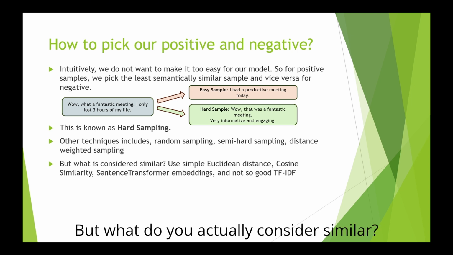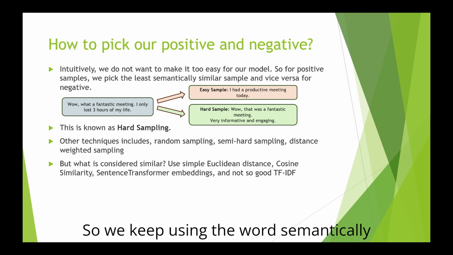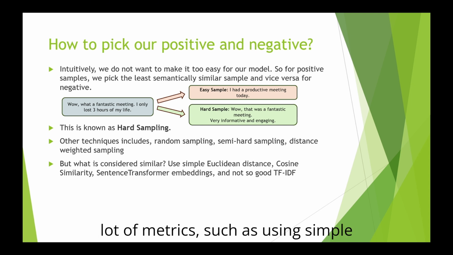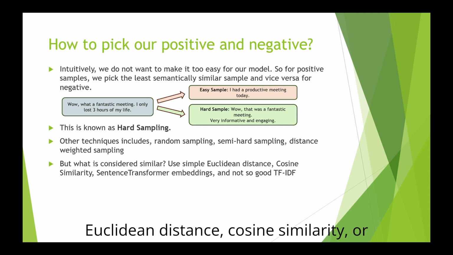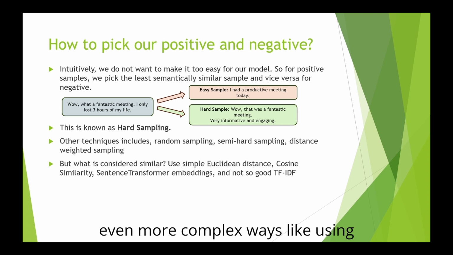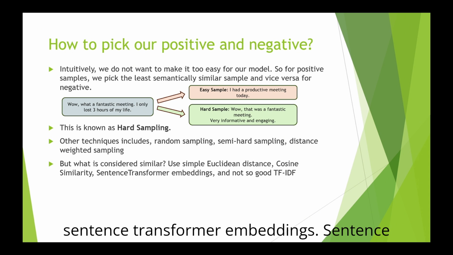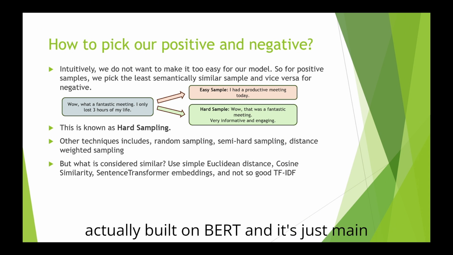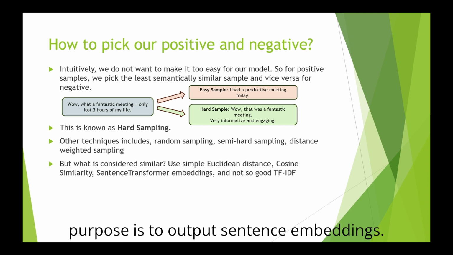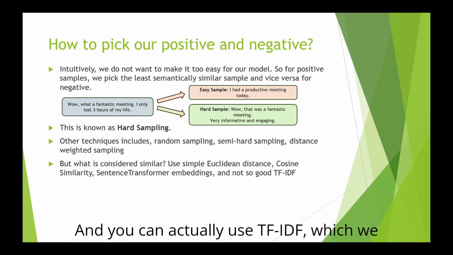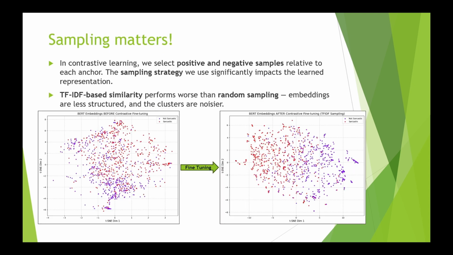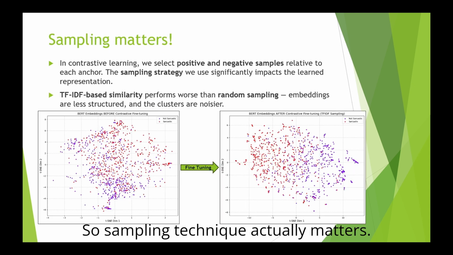But what do you actually consider similar? We keep using the word semantically similar, and it can come from a lot of metrics, such as simple Euclidean distance, cosine similarity, or more complex ways like using sentence transformer embeddings. Sentence transformer is just another model built on BERT, and its main purpose is to output sentence embeddings. You can also use TF-IDF, which we will later see is not so good. So the sampling technique matters.